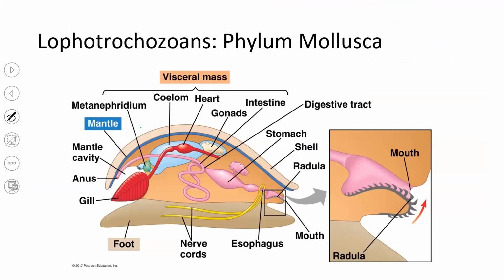Speaking of clams, that's our next phylum. We're going to spend a lot more time in the mollusk phylum. What are some examples of mollusks? What do you know that's a mollusk? Mussels are mollusks. What else do you know that's a mollusk? Cephalopods, yes, like octopus, squid. What else? Snails.